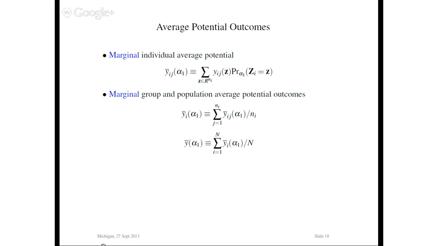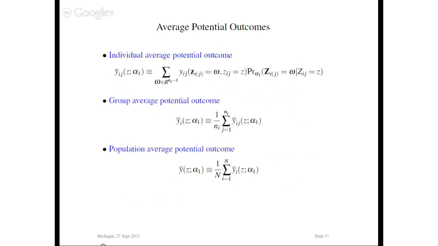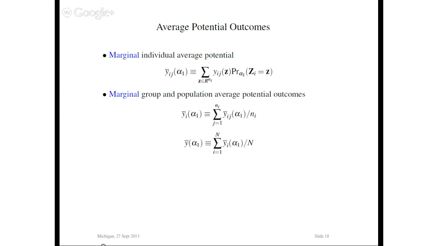You can do the same thing marginally, where you ignore what happens at the individual level. So I could just compute the average potential outcome for individual J when their group is assigned allocation strategy alpha 1, regardless of whether or not they're receiving treatment. And then you can average those marginal individual average potential outcomes across individuals in a group, and then average the group averages across the groups to get a population marginal average potential outcome. And these population average potential outcomes are going to be the building blocks for the causal estimands that we're going to try to draw inference about.